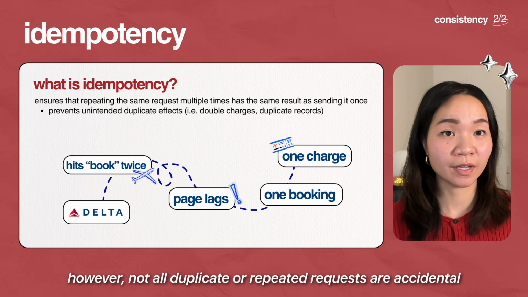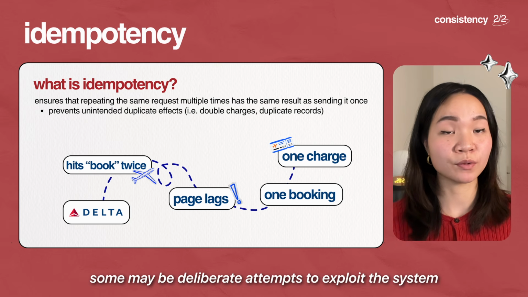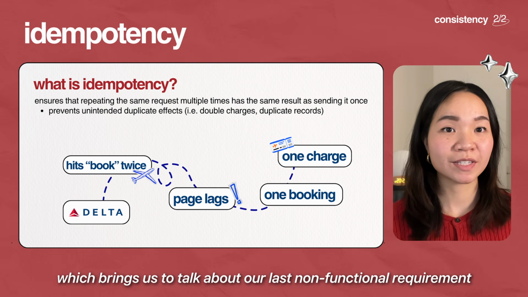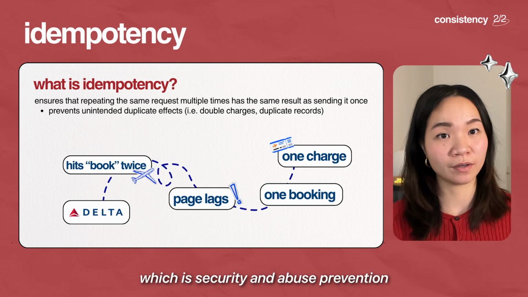However, not all duplicate or repeated requests are accidental. Some may be deliberate attempts to exploit the system, which brings us to our last non-functional requirement, which is security and abuse prevention.